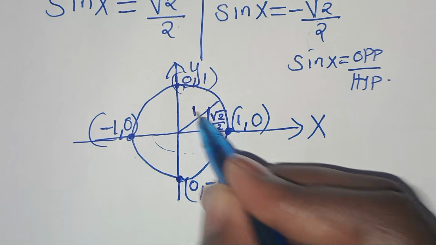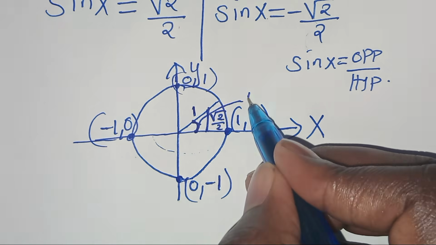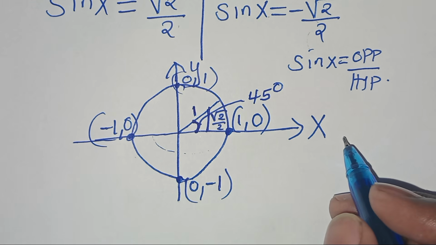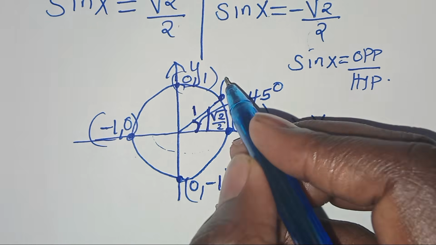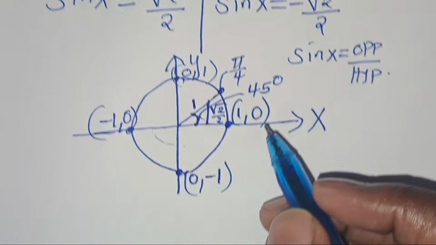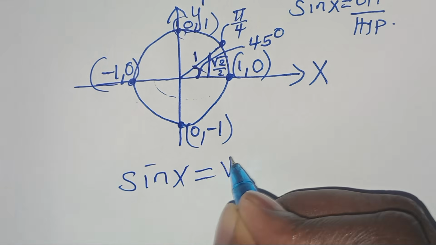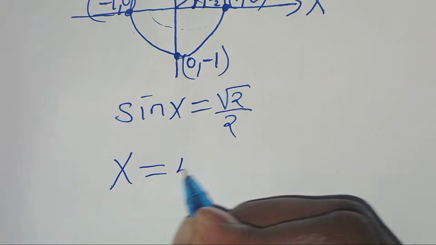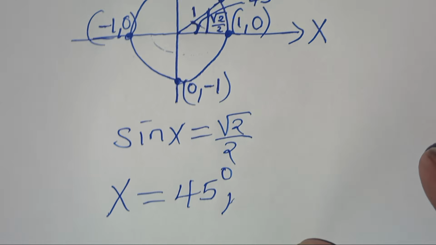Then hypotenuse is 1. So we have an angle here, and this is equal to 45 degrees, which we can express in radians as pi over 4. So this is the angle here. We have sine x equal to square root of 2 over 2, so we are saying that x is equal to 45 degrees.